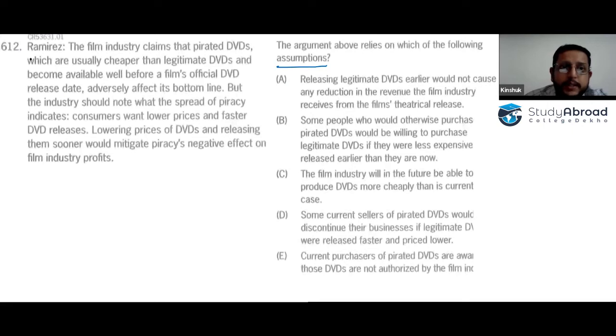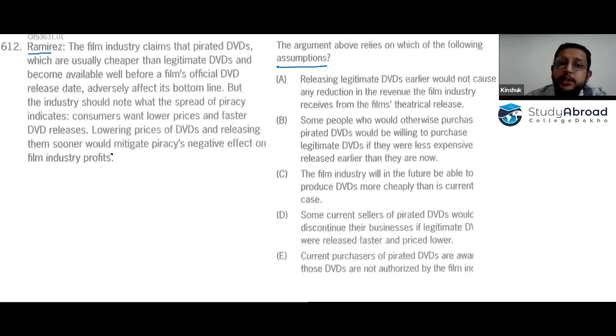So here it says there is a person, Ramirez. What does this person say? It says the film industry claims that pirated DVDs, which are usually cheaper than legitimate DVDs and become available before a film's official DVD release date, adversely affect its bottom line. So what is happening here? They're saying that because of piracy, before legitimate DVDs can become available, the piracy takes over, right? And it is affecting adversely.